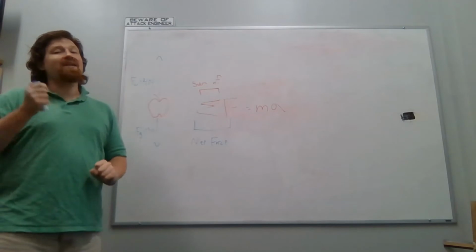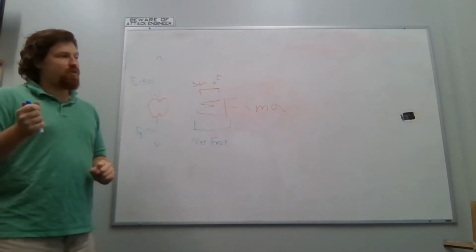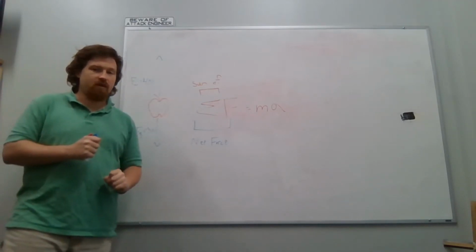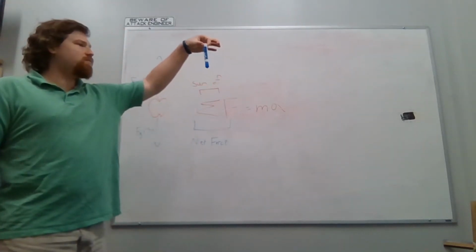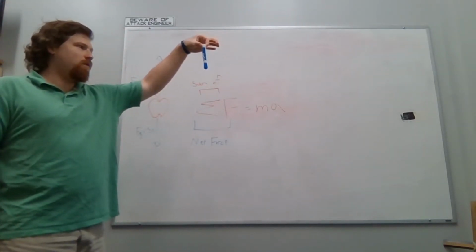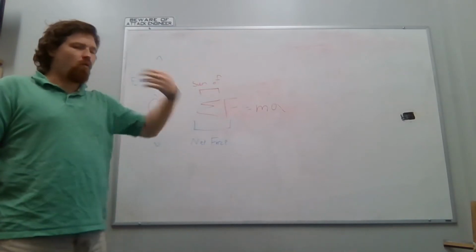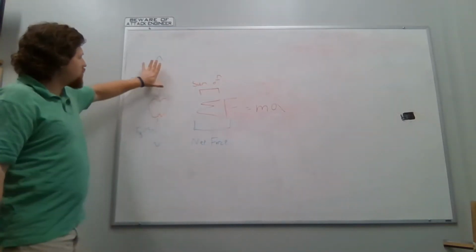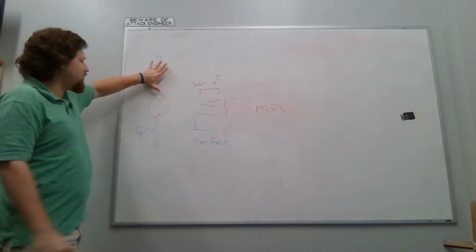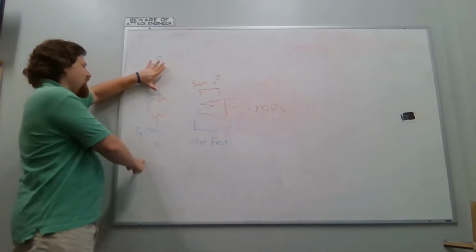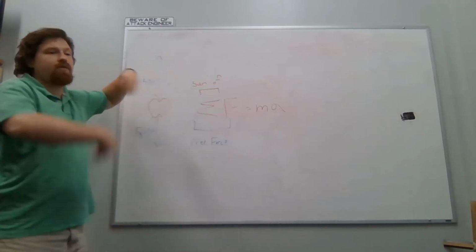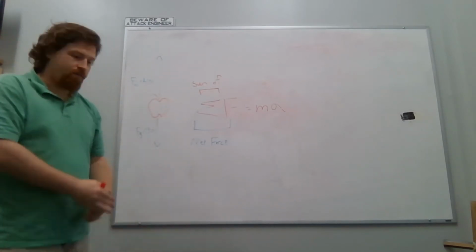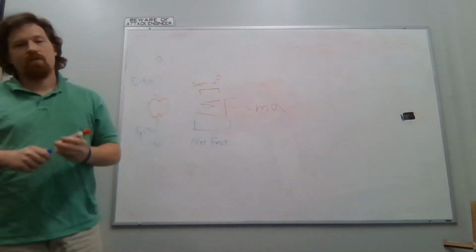In order to make an object accelerate, you have to imbalance the forces on it. For example, if I allow this marker to just drop to the floor, once I let go of it, I'm no longer holding up. Instead, the only force is gravity downwards, which means that the net force is going to point down, so the marker accelerates down. That is Newton's second law of motion.